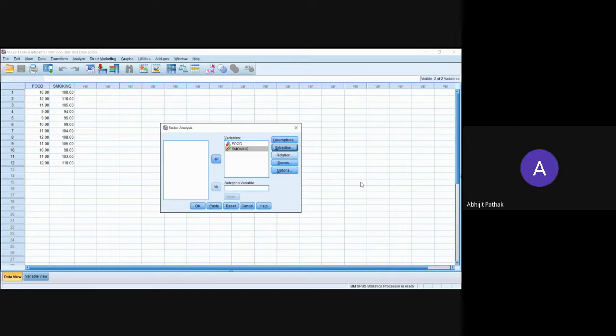Sir, would you then repeat the steps? We are not able to follow. Okay. If I go too fast, otherwise just wait. I'll repeat again.